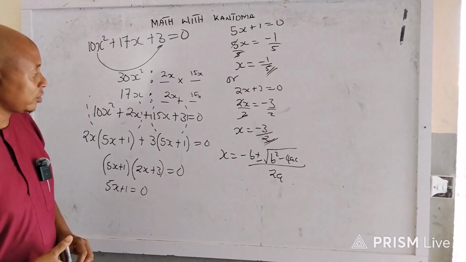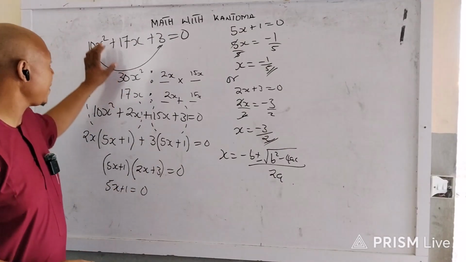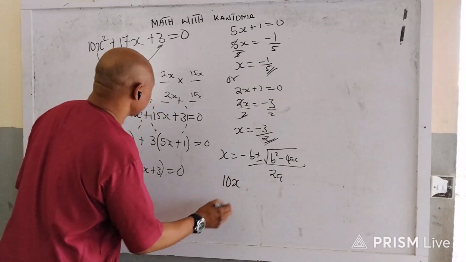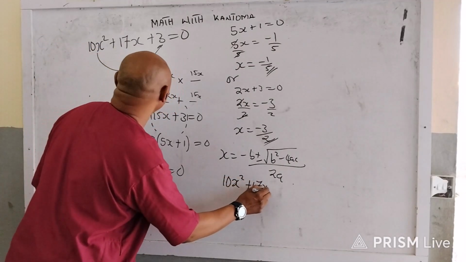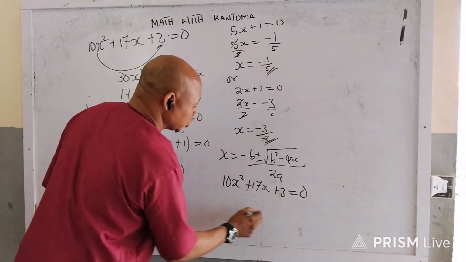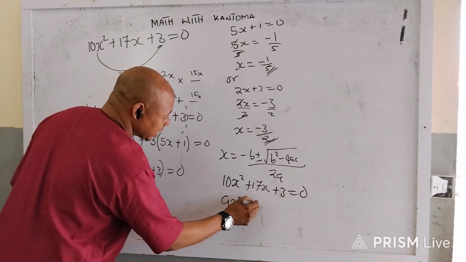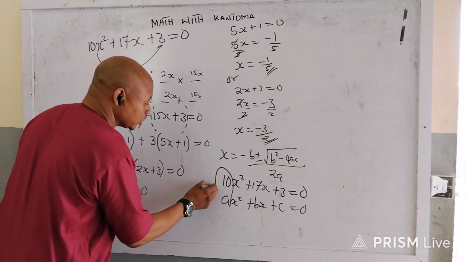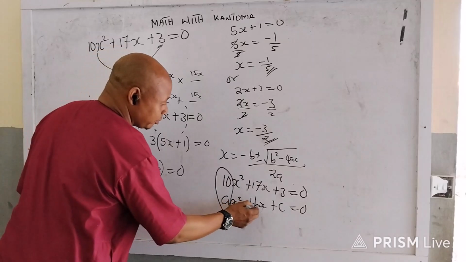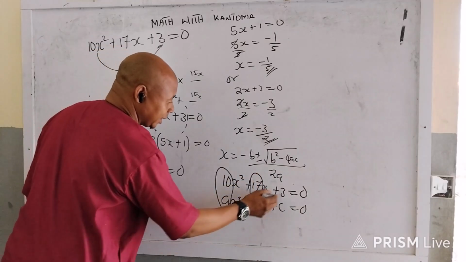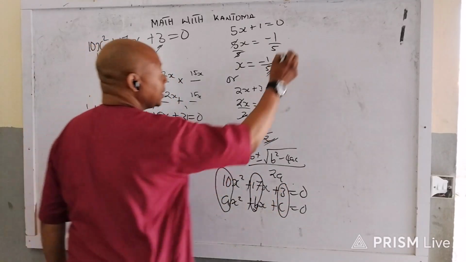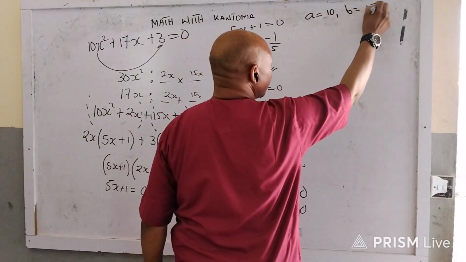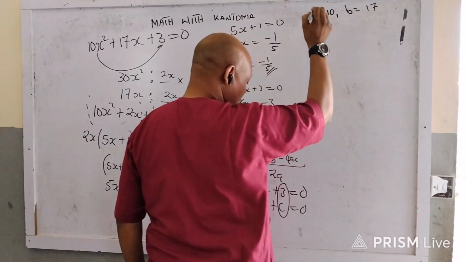So now, substituting the values, the equation is given as 10x squared plus 17x plus 3 is equal to 0. So now if I compare this equation with the general quadratic equation, ax squared plus bx plus c equal to 0, the value of a is 10, the value of b is 17, and the value of c is 3. Meaning a is equal to 10, b is equal to 17. They are all positive. So c is equal to 3.